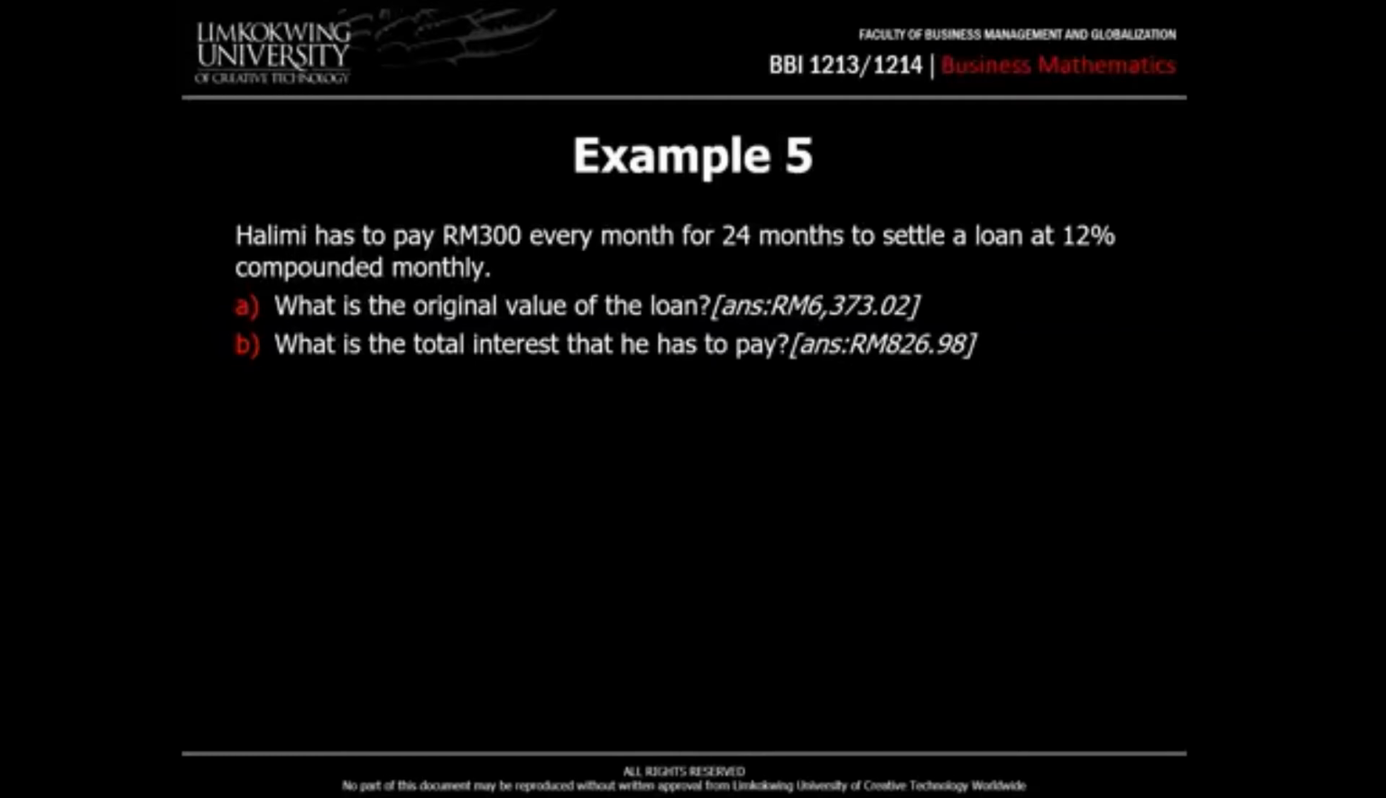Halini has to pay 300 every month for 24 months to settle a loan at 12% compounded monthly. What is the original value of the loan? So he wants to find the original value of the loan, which means the question wants you to get A, based on the formula given.